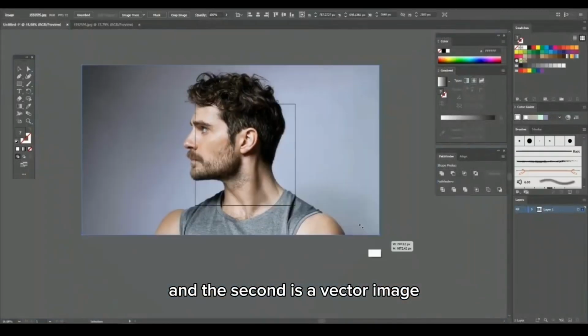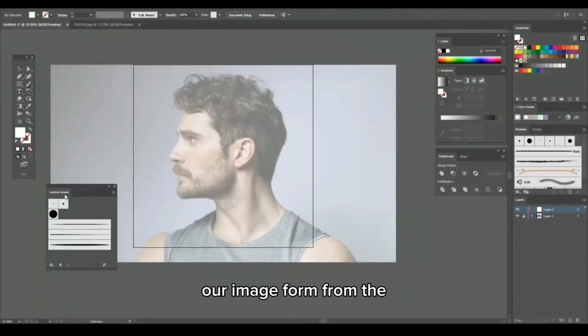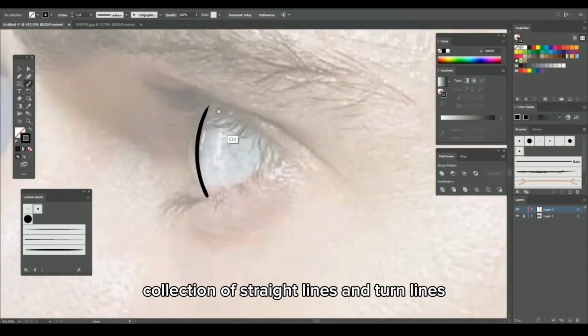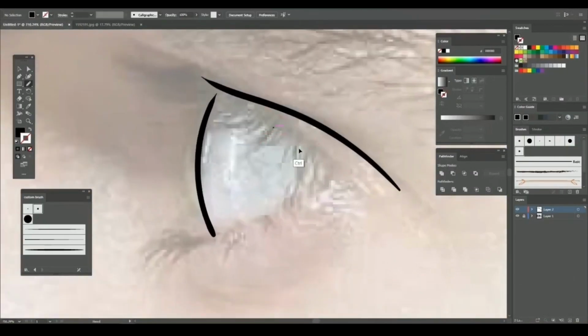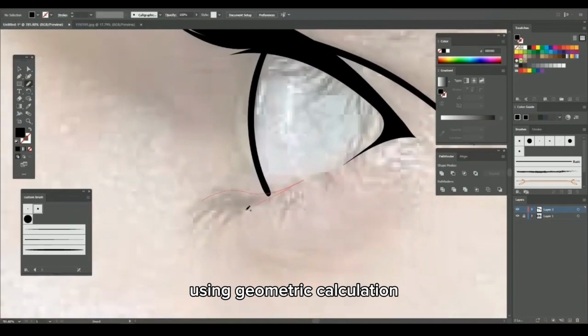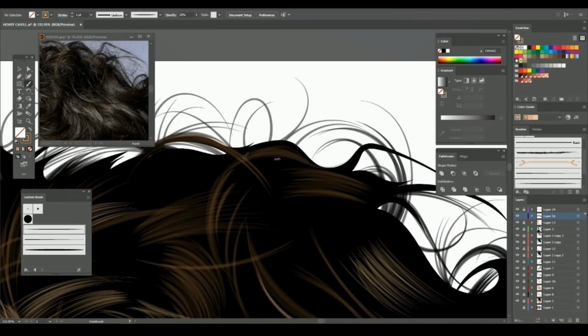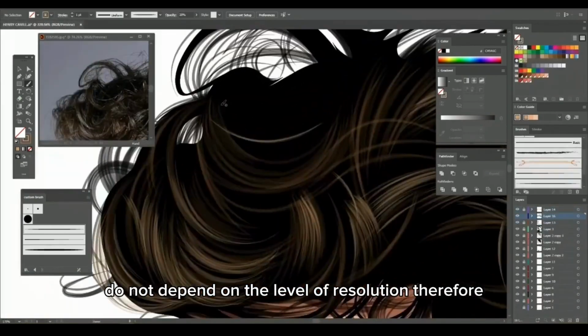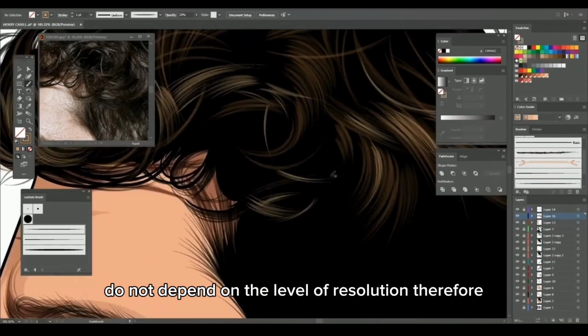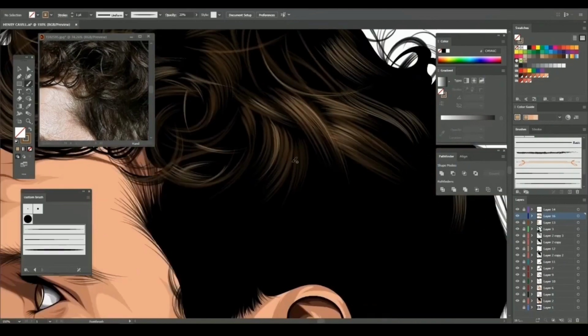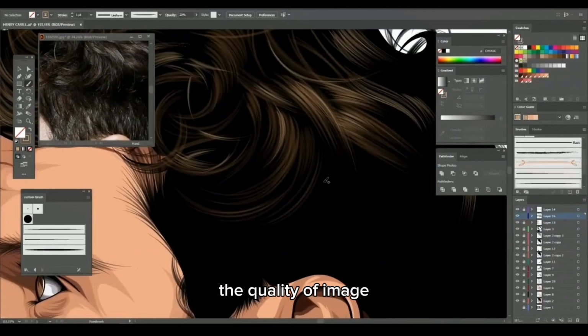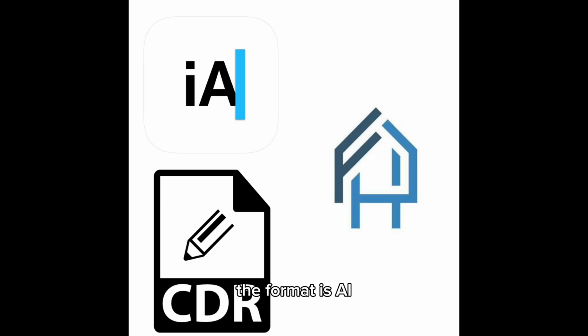And the second is the vector image. It is an image formed from a collection of straight lines and curved lines, or curves, using geometric calculation, x and y calculation. Vector images do not depend on the level of resolution, therefore a vector image can be enlarged or reduced without affecting the quality of the image. The formats are AI, CDR, and so on.